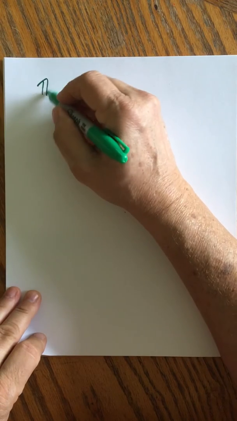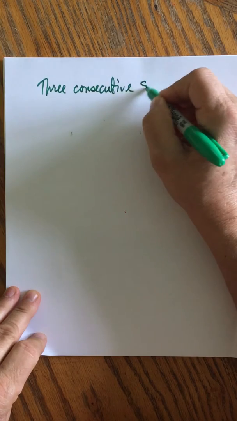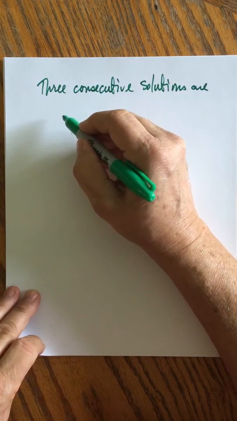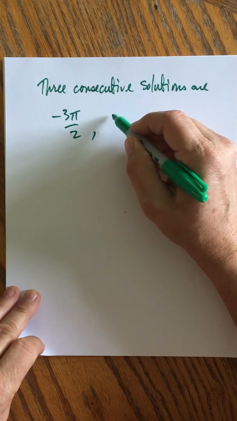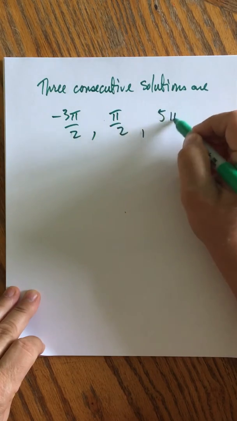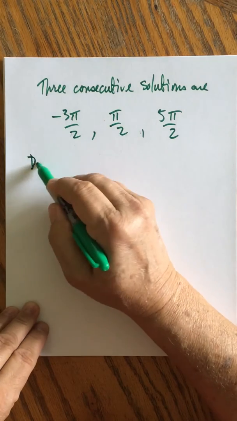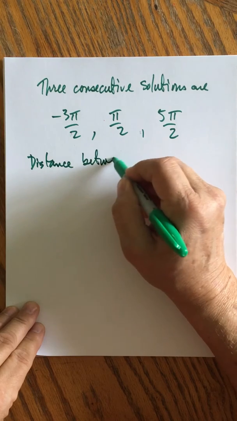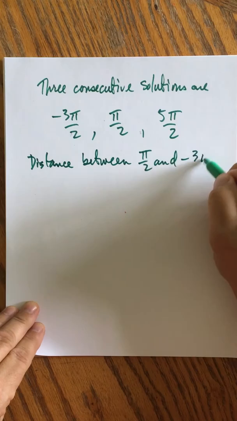So let's go ahead and write those out. So we have 3 consecutive solutions: negative 3 pi over 2, then pi over 2, and then 5 pi over 2. Okay. Now let's find the distance between 2 consecutive ones, for example, pi over 2 and negative 3 pi over 2.